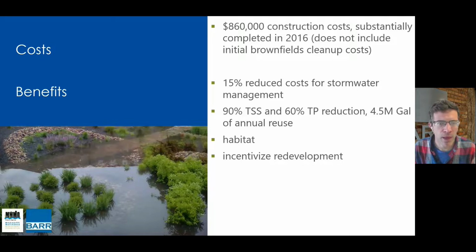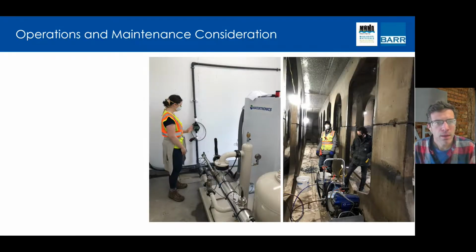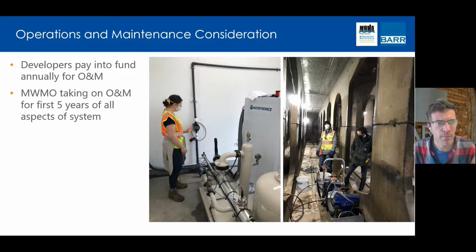It created, of course, about a half an acre of habitat and incentivized redevelopment, creating a park-like amenity. So, of course, any system that we develop has to be maintained, and now Barr is helping the Watershed and the developers to maintain it. We are maintaining the reuse system. It's a UV filtration system for the irrigation system, and we're maintaining the tank. You can see the empty tank on the right. We've already had to do some repairs to that.